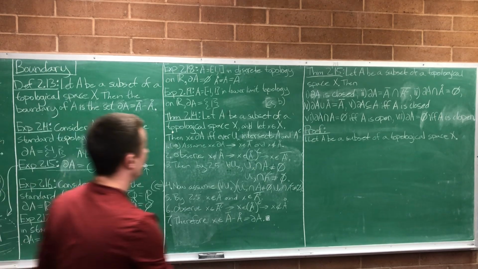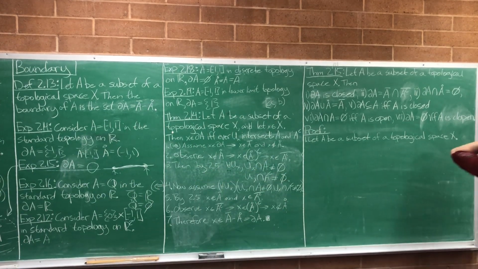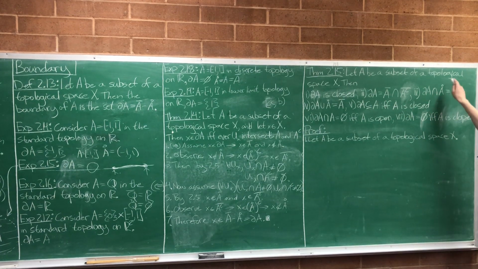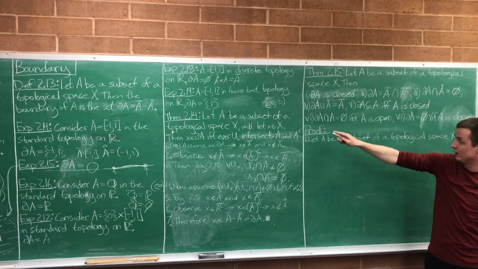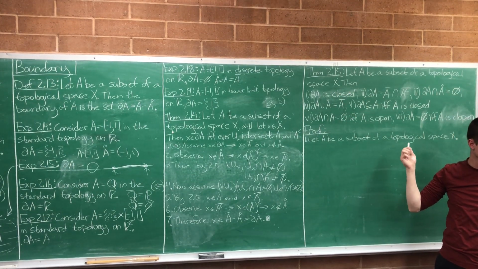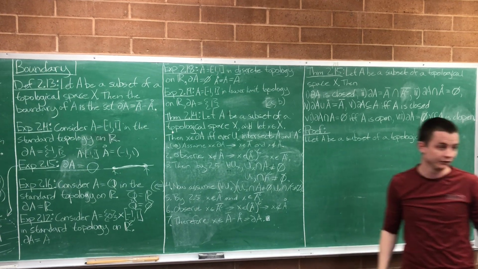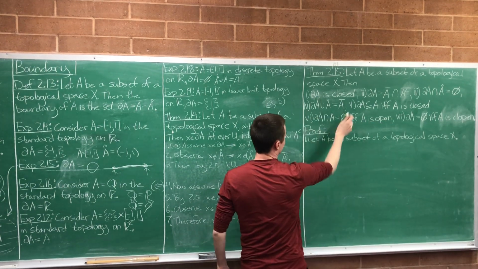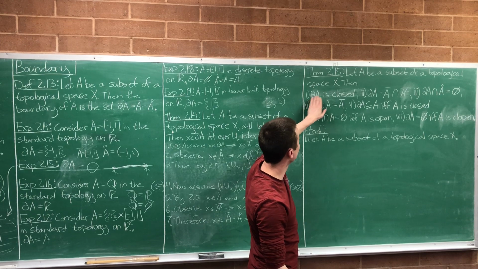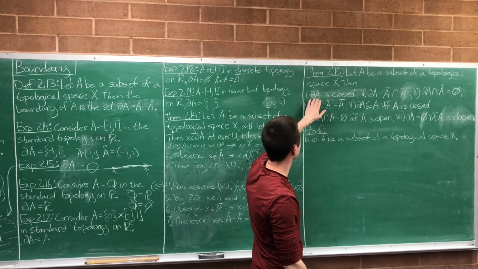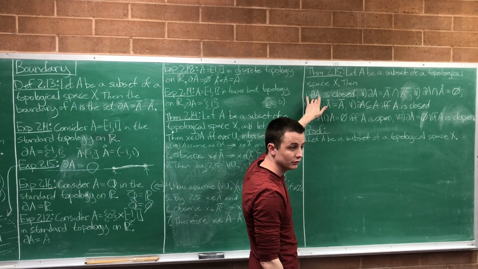All right. So now, Theorem 2.15, last thing we're covering today. Let A be a subset of a topological space X, then we're showing that these 7 properties hold. I'm just going to prove them one at a time and erase them. So first we're going to prove that the boundary is closed.